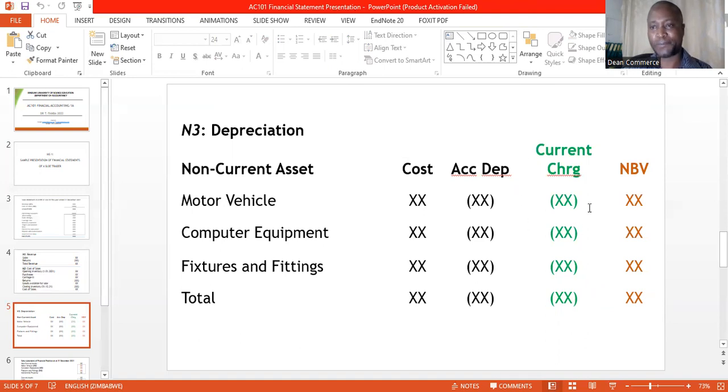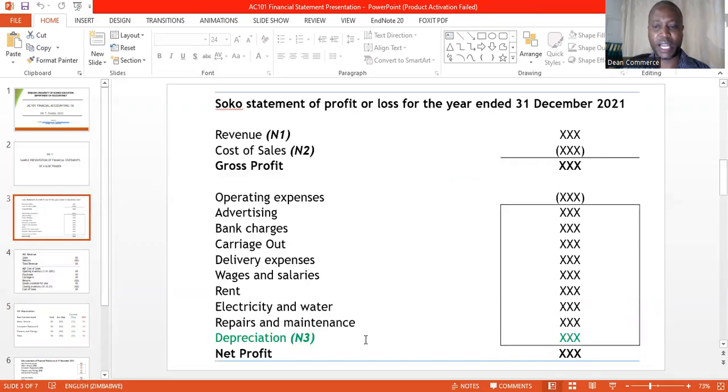I have deliberately put this current charge in green so that we see that this total of the current depreciation charge for this vehicle, for this non-current asset, is the figure that is going to come here under note 3, and then we put our depreciation charge there.